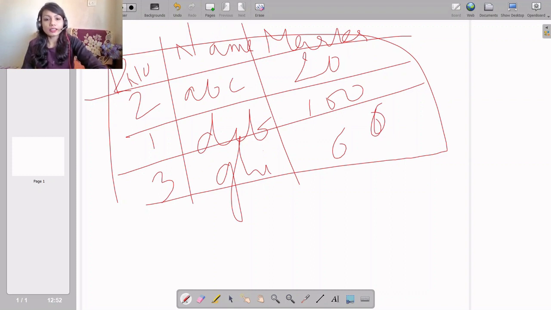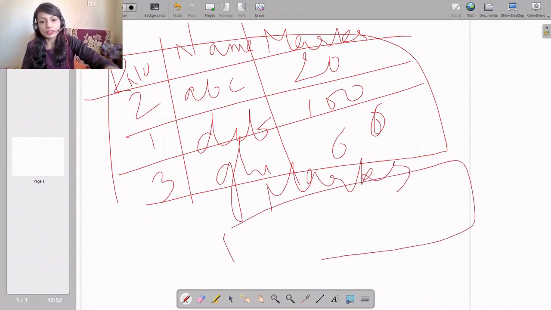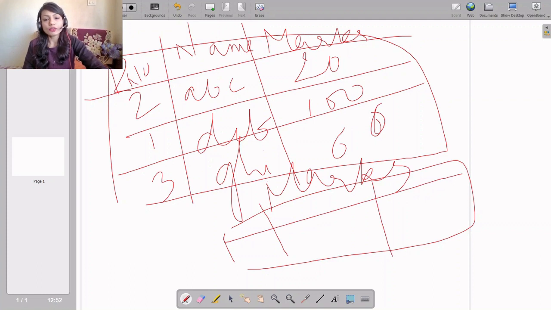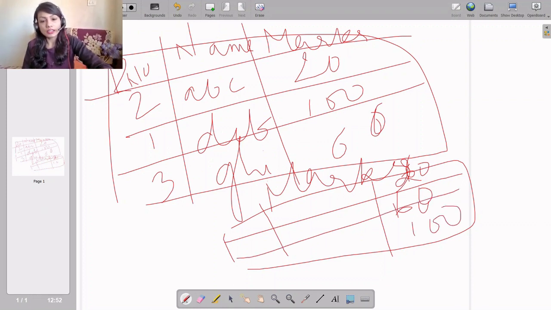If the key is marks, you are sorting by marks. So what will be the answer? We are sorting in ascending order. So 20, 60, then comes 100. Who has got 20 marks? That is ABC, roll number 2. Then who has got 60 marks is GHI, roll number 3. And who has got 100 marks is DEF, roll number 1.